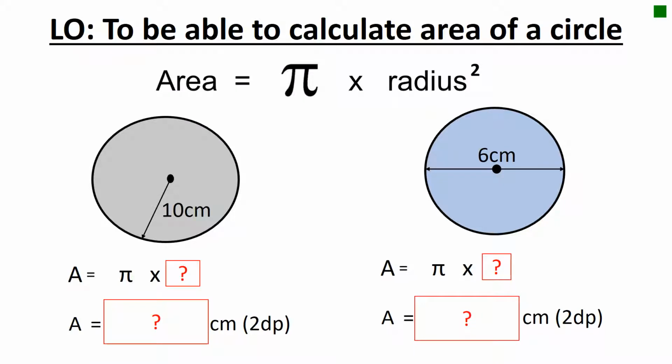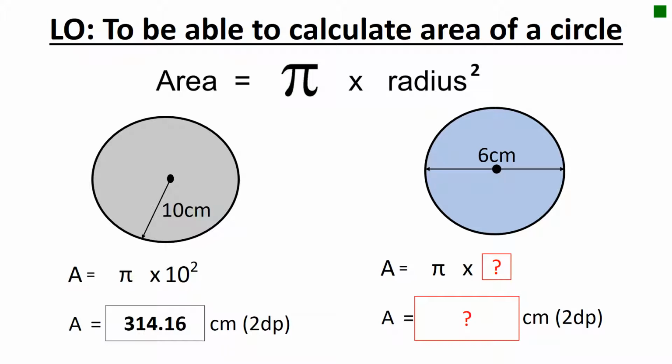Welcome to the presentation about calculating area of a circle. To be able to work out the area of a circle, you need to know the formula, which is pi times radius squared. Looking at the first circle, we have a radius of 10, so therefore the calculation would be pi times 10 squared, giving us 314.16 to 2 decimal places.